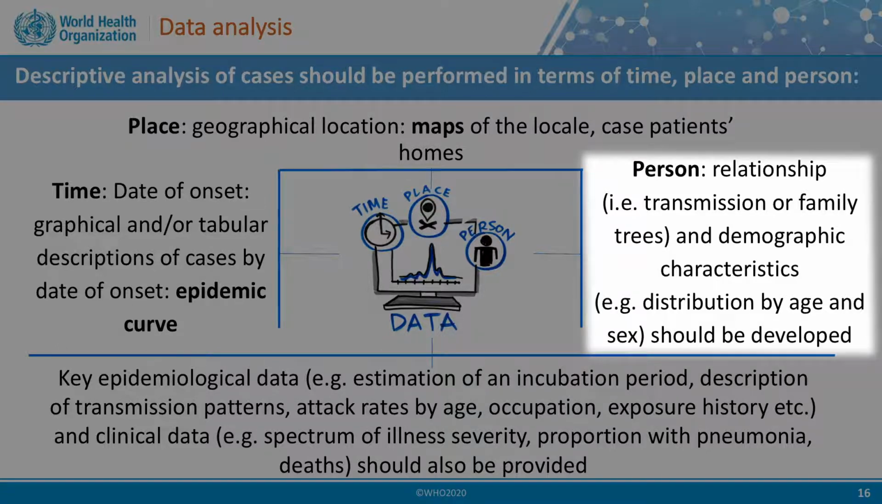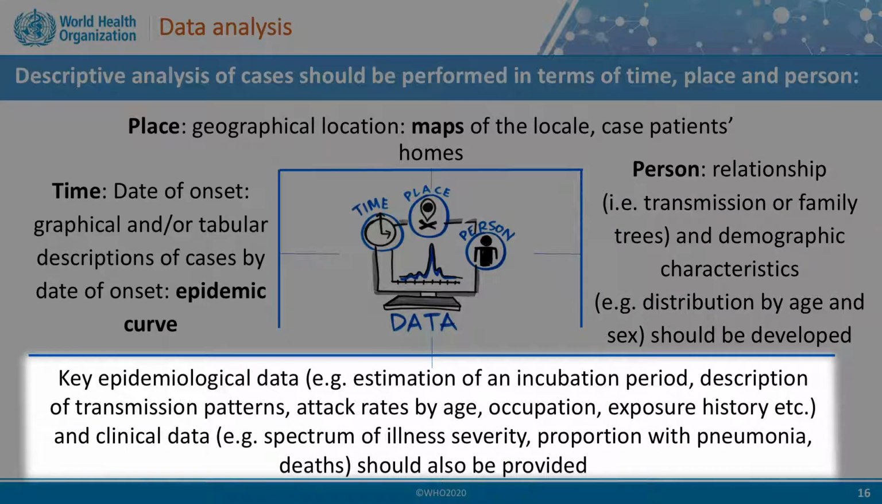Using this data, you can calculate key epidemiologic information such as estimating the incubation period, describing transmission patterns, looking at attack rates by age, looking at if there are certain exposures or occupations that are important for transmission, and looking at clinical data. So clinical data will help you better describe the spectrum of illness, so how many of the individuals have mild disease versus severe disease, potentially looking at the proportion of individuals that have pneumonia, and especially understanding which proportion of the cases that have been identified have died.